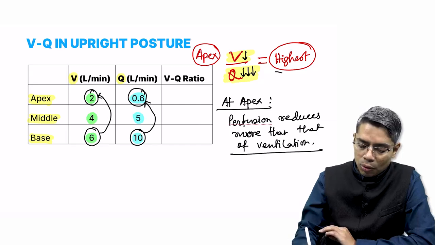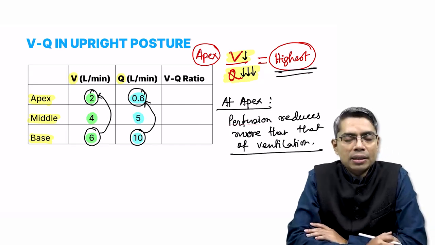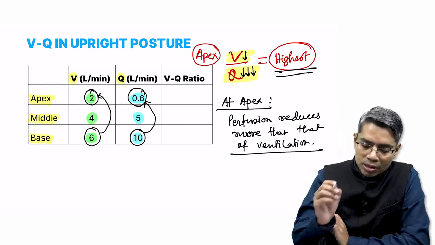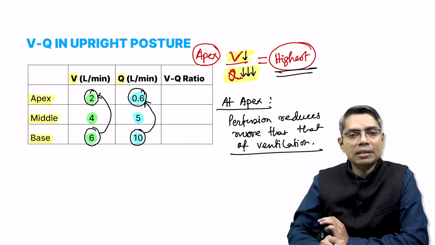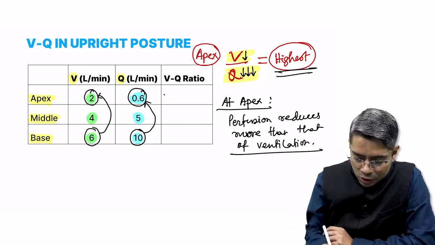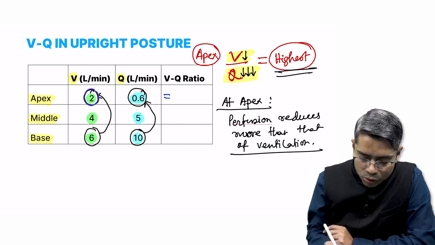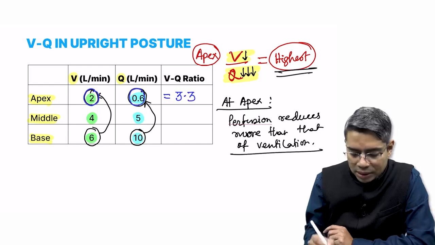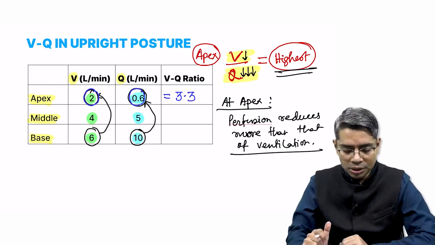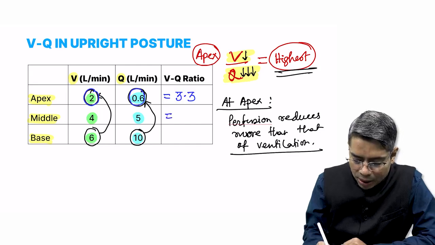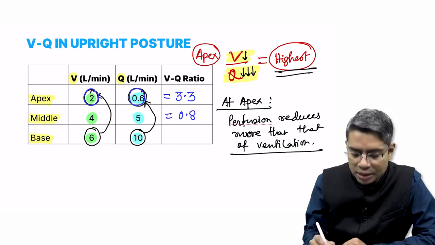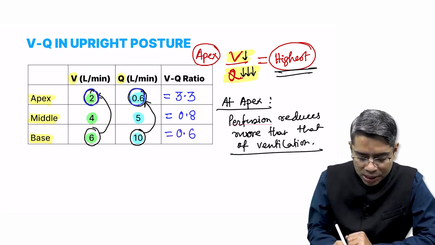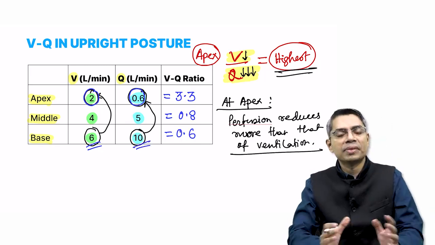So that's why we know that although the ventilation is less in the apex, and perfusion is also less in the apex, the VQ ratio is maximum at the apex. And what is the actual ratio? Just divide this number 2 by the number 0.6. So what will be the ratio? 3.3. So at the level of the apex, the VQ ratio is 3.3. At the middle part of the lung, the VQ ratio is average, that is 0.8, and at the base of the lung, the VQ ratio is 0.6. Just divide these two numbers, and you are going to get this VQ ratio.